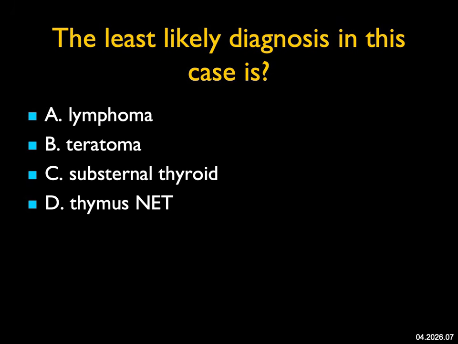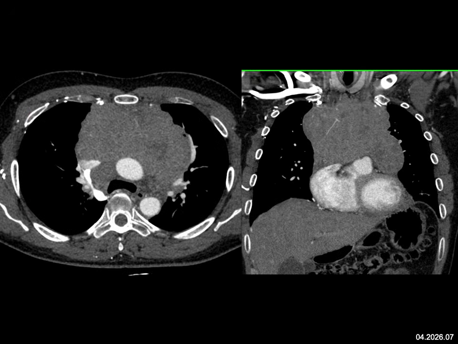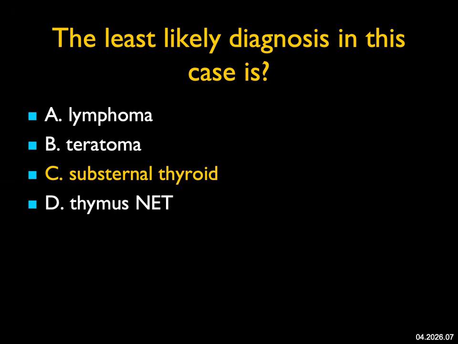The least likely diagnosis in this case, well, I see a large anterior mediastinal mass which is infiltrating. My first guess would be lymphoma, and then I would think about maybe a thymoma, and then I would also throw in there teratoma. This does not have the look of a substernal thyroid. This, in fact, was lymphoma. It was a B-cell lymphoma infiltrating the mediastinum, and the least likely diagnosis is a substernal thyroid.